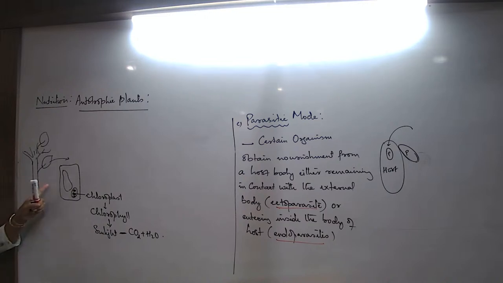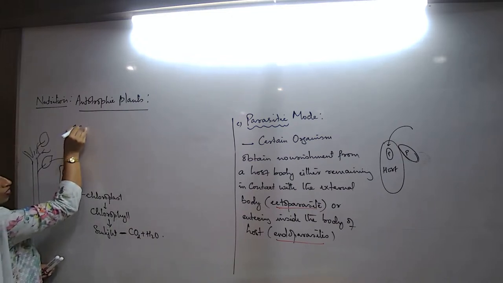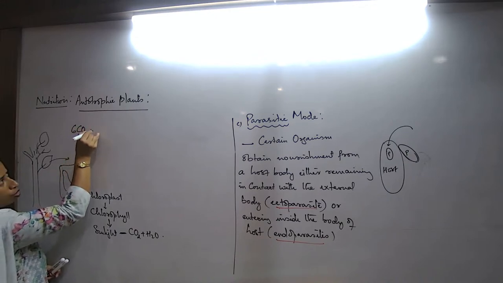So here we again come across that these plants have special properties: the presence of plastids and the presence of chlorophyll. The presence of chlorophyll enables them to manufacture their own food, a concept known as autotrophic nutrition. Let us write down the overall chemical equation of photosynthesis.